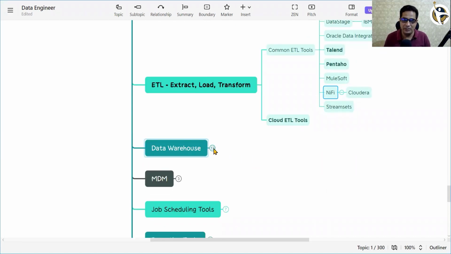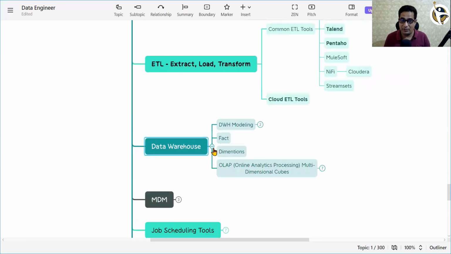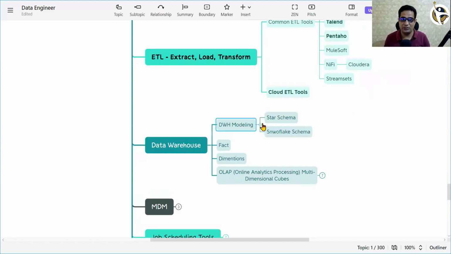Now moving to another concept which is data warehouse. Before big data came into the picture, and even today also, lots of use cases are being deployed as part of the data warehouse solution.